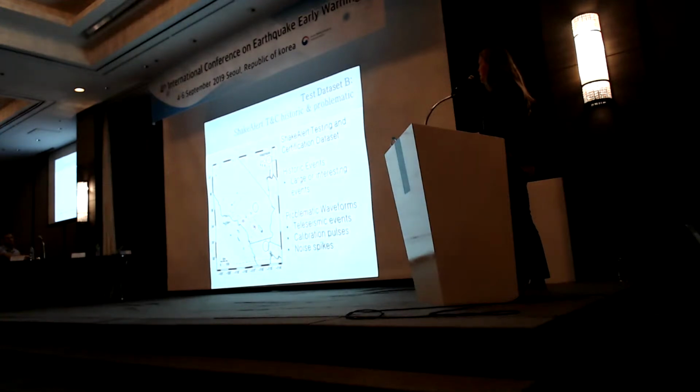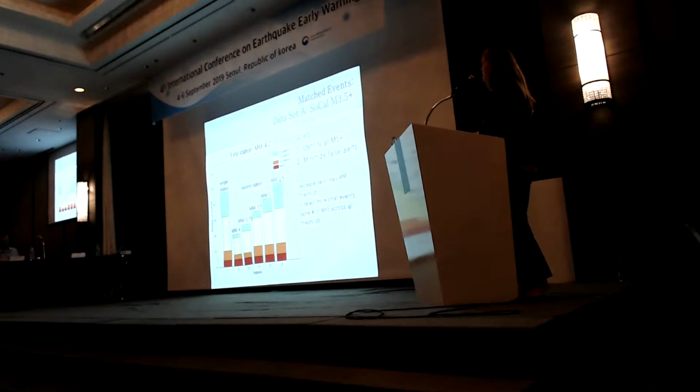We also tested historic and problematic data sets. Again, this is consistent with ShakeAlert testing and certification. These are large or interesting events, teleseismic calibration, noise spikes, and these have caused some of the ShakeAlert algorithms to issue false alerts or have a little bit of difficulty. So this is the SoCal magnitude 3.5 data set. Again, the goals here were to identify all magnitude 5 events and minimize the false alerts.